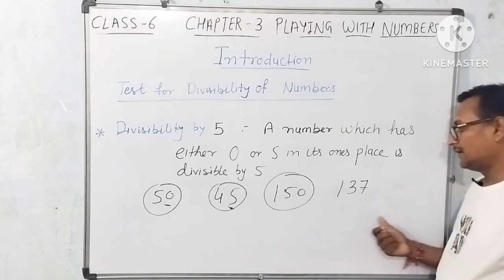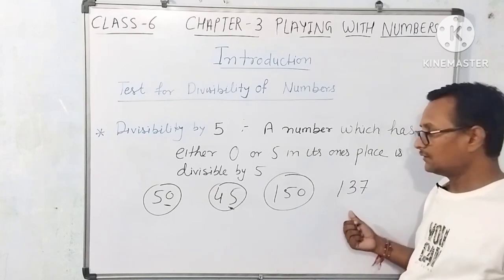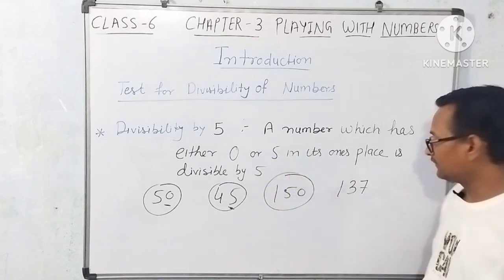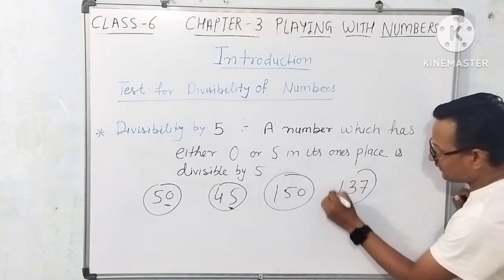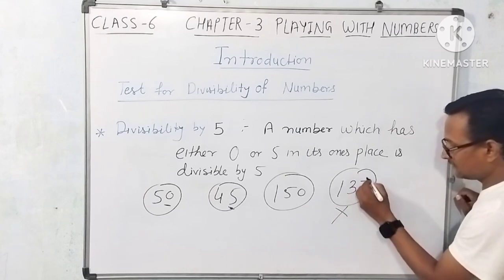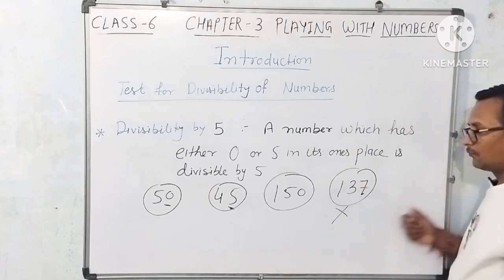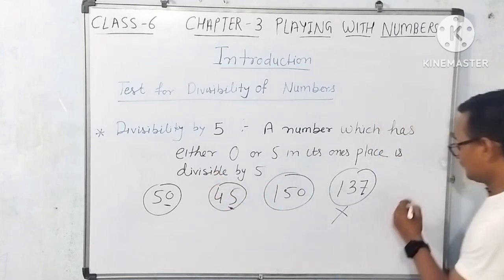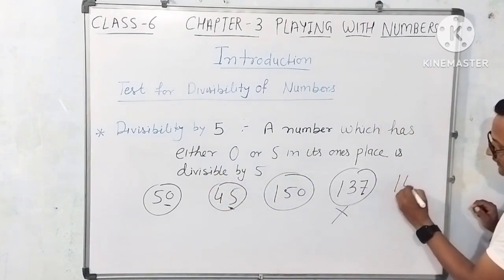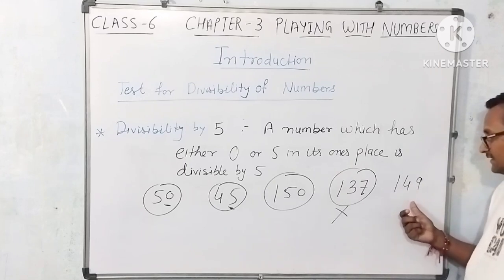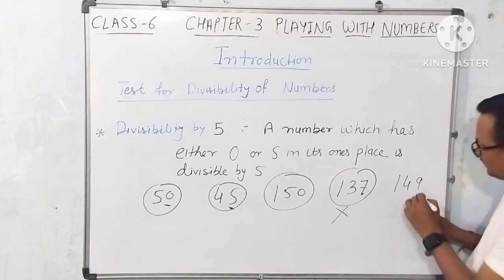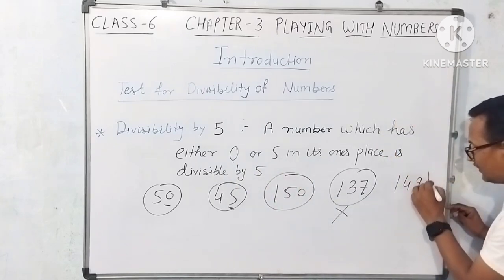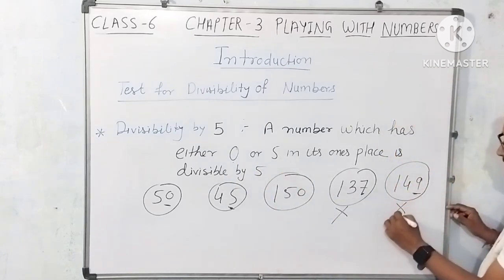One more example. 137. Here friends, the last digit is 7. So the last digit is not 0 or 5. So we can say this is not divisible by 5 because its last digit is 7. For divisibility by 5, we require 0 or 5 at the ones place. 149. Friends, here the ones place is 9, but we require 0 or 5. So we can say it is not divisible by 5.